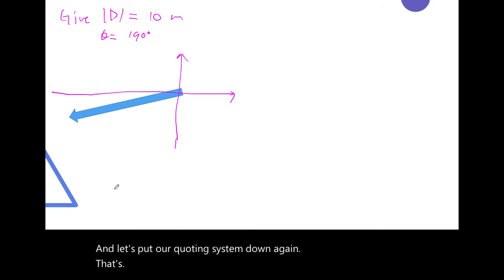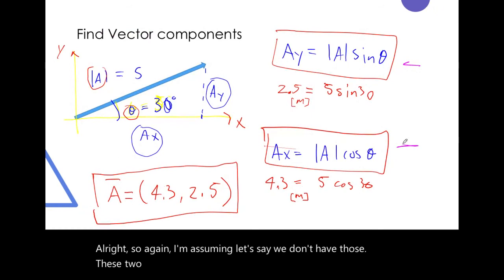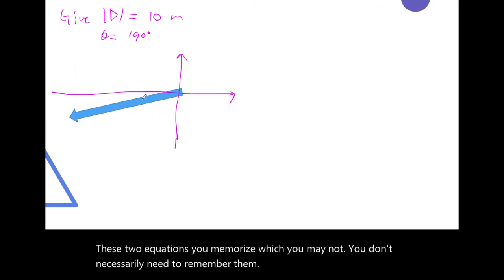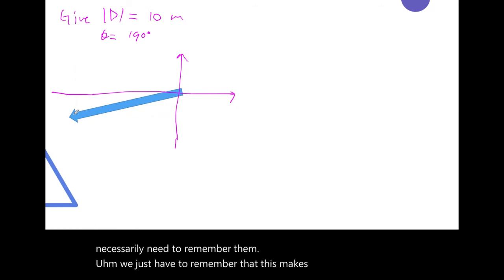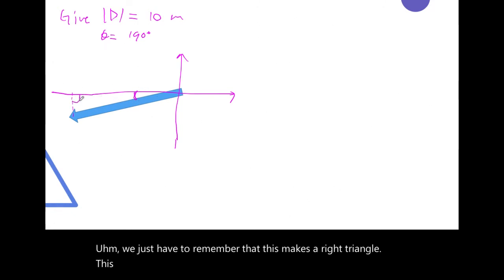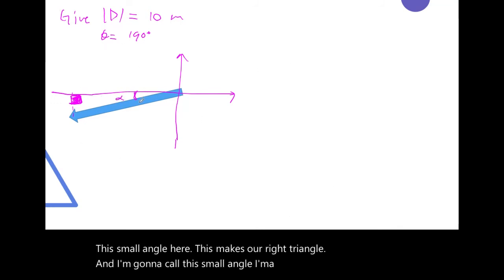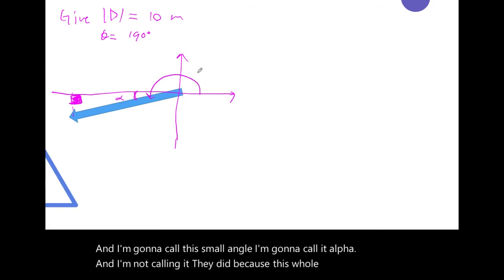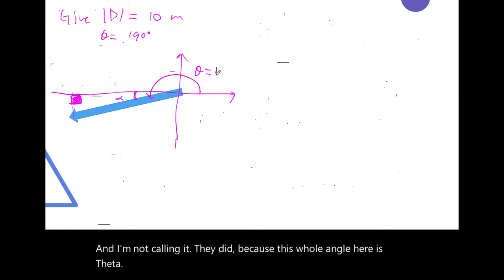Alright, so again, let's say we don't have these two equations memorized, which you may not. You don't necessarily need to remember them. We just have to remember that this makes a right triangle. So this small angle here makes our right triangle. And I'm gonna call this small angle alpha. I'm not calling it theta because this whole angle here is theta, and that's equal to 190.